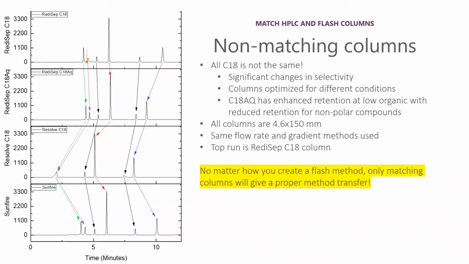One thing that affects all gradient calculation and all method transfer is the use of non-matching HPLC and flash columns. All C18 and all other reverse phases are not the same. The runs here use the same gradient methods. All the columns were the same size and the same sample was used. The elution on these columns is very different. The different retention times resulting from the different column selectivities would generate different and incorrect retentions when the method is transferred or calculated to any prep LC system, whether flash or HPLC, if it did not use the same column chemistry.